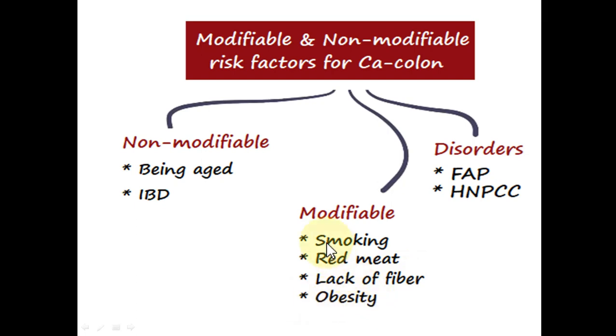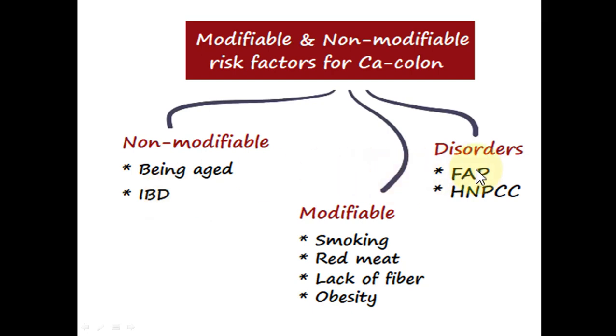But there are some risk factors known as the non-modifiable risk factors, and we can't do much to those factors. For example, we cannot change the age of a patient. And if a patient suffers from inflammatory bowel diseases like ulcerative colitis and Crohn's disease, we can't do much to them, or we can do little.